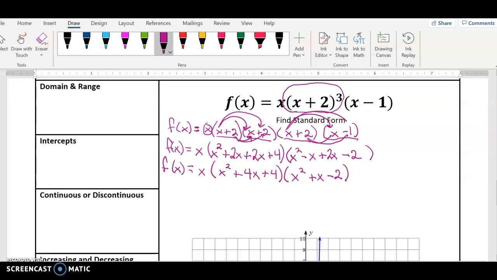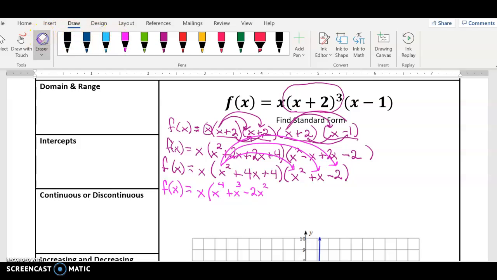Now we're going to multiply. Let's change colors. We're going to multiply the trinomial times the trinomial. So I'll take x squared times x squared, then x squared times x, then x squared times -2. So let's do that first. X squared times x squared is x to the 4th. X squared times x is plus x cubed. X squared times -2 is -2x squared.